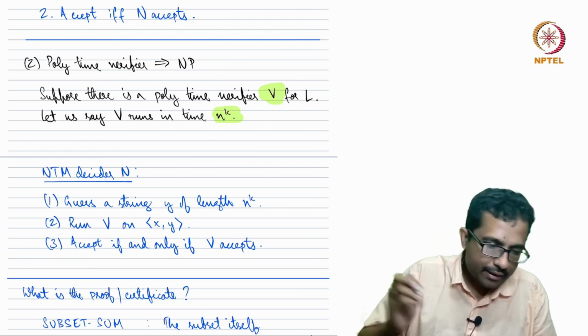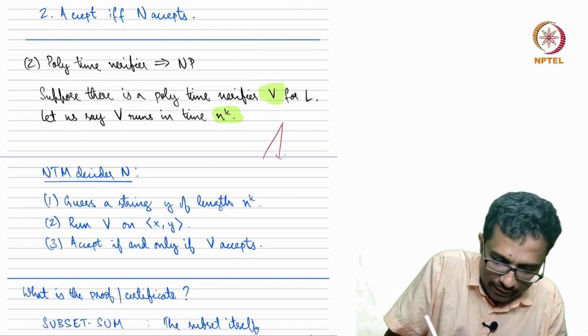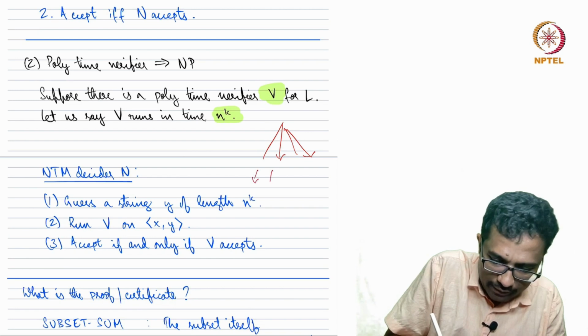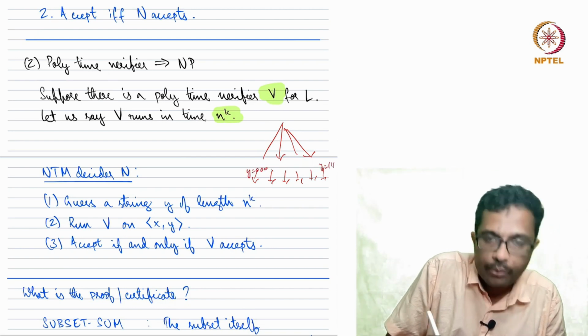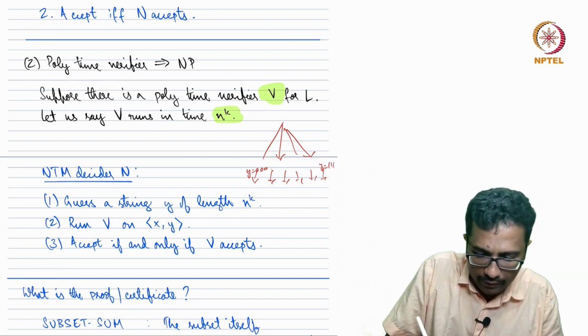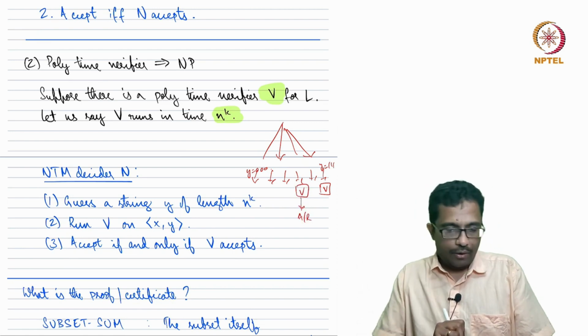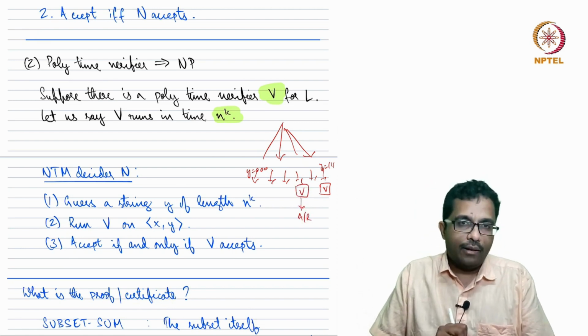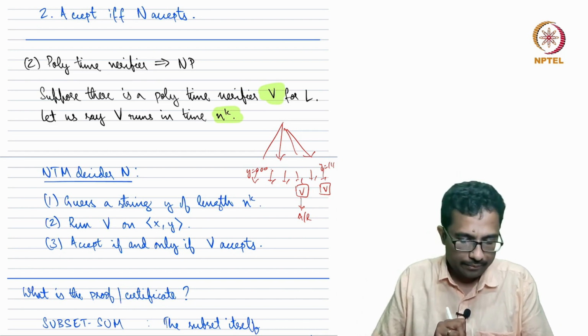So basically here the Turing machine is guessing y, with many possible guesses of y, from y equal to 0 0 0 0 till y equal to 1 1 1 1, followed by running of the verifier V, and based on that you accept or reject. So this shows that if the language has a polynomial time verifier, then the language is in NP.